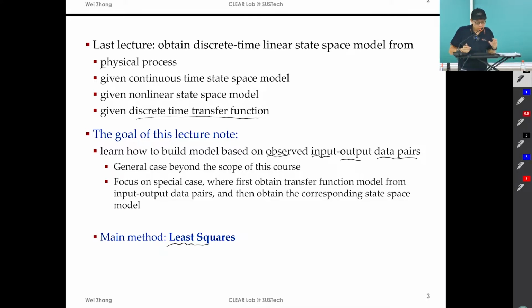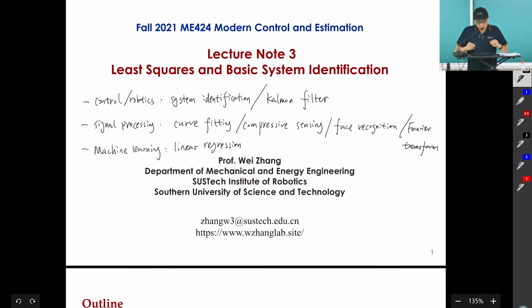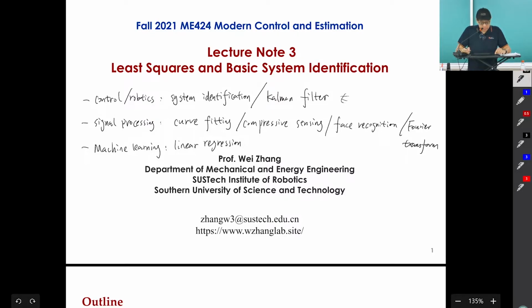The way we're going to use is called least squares, and because least square is so important, we're going to cover a little bit more than what we need. Last time we mentioned least square can be applied. It's a key for many fields: control, robotics, signal processing, machine learning. Actually, least square shouldn't get those credits. It's actually optimization that is the foundation for all of these and also more beyond.